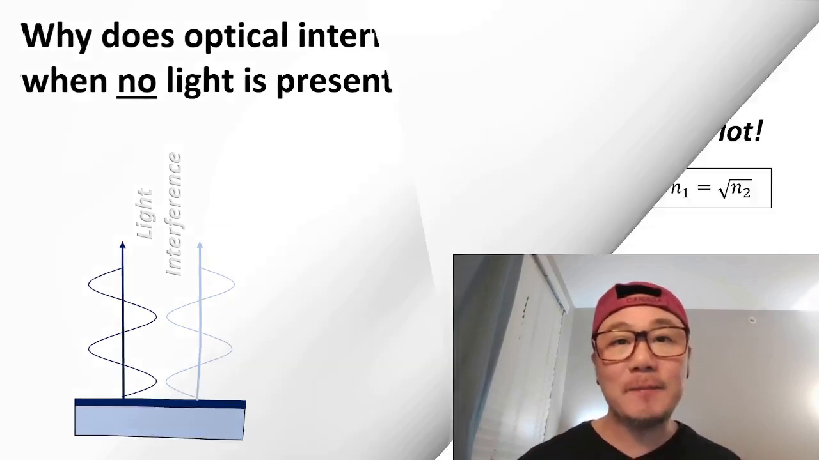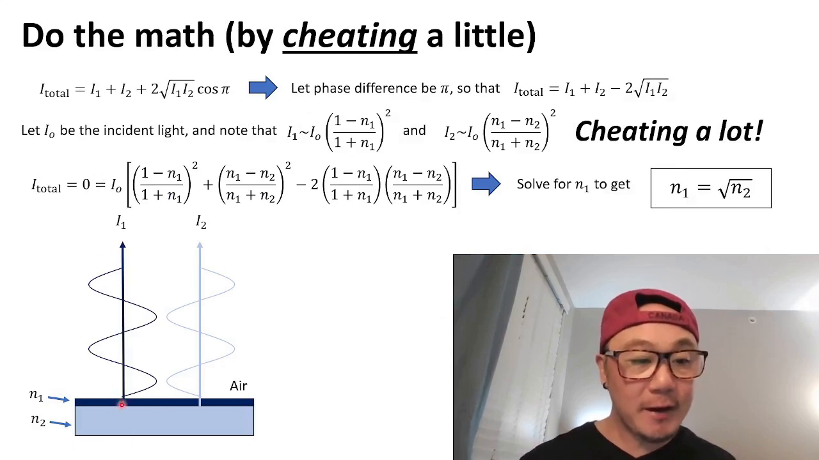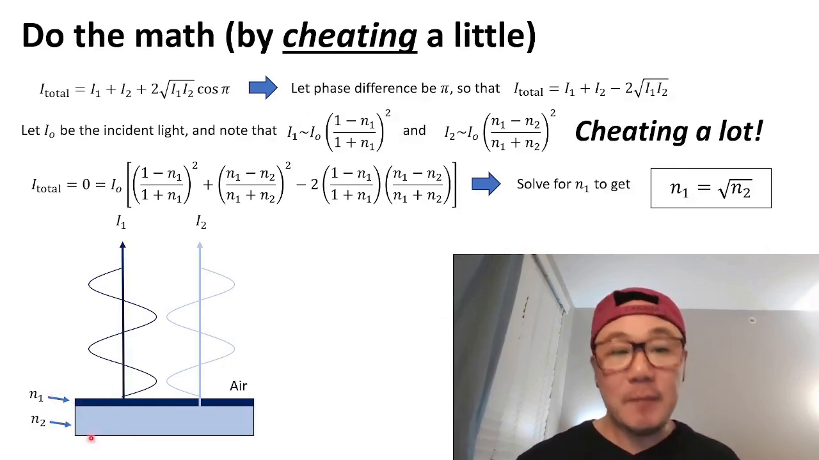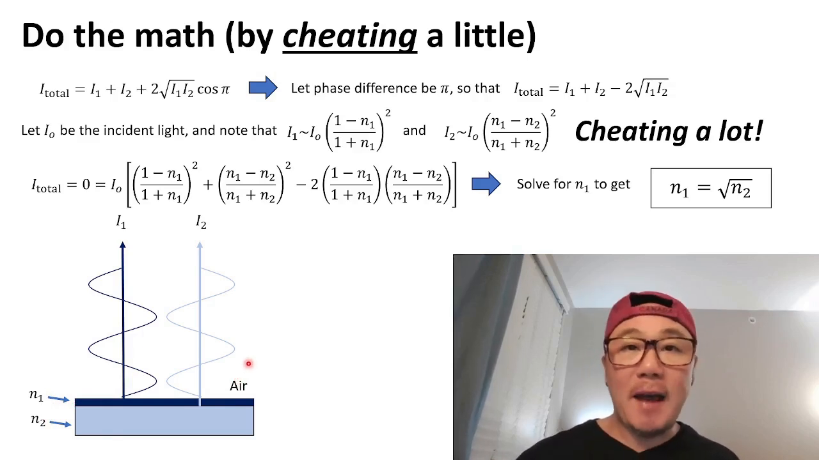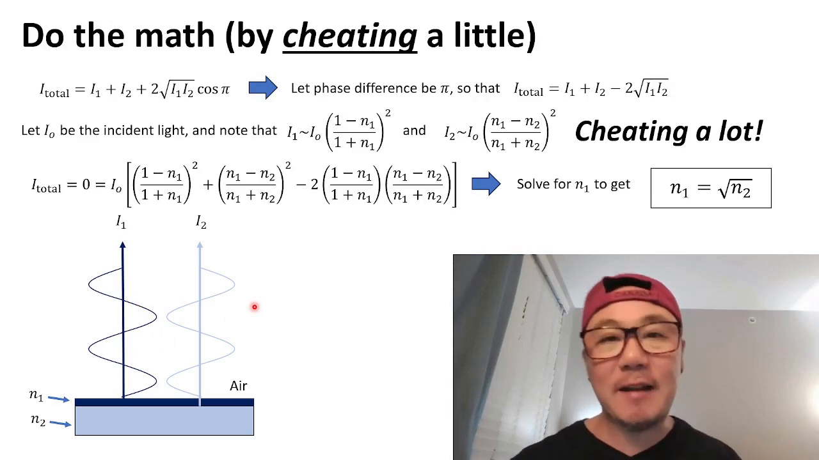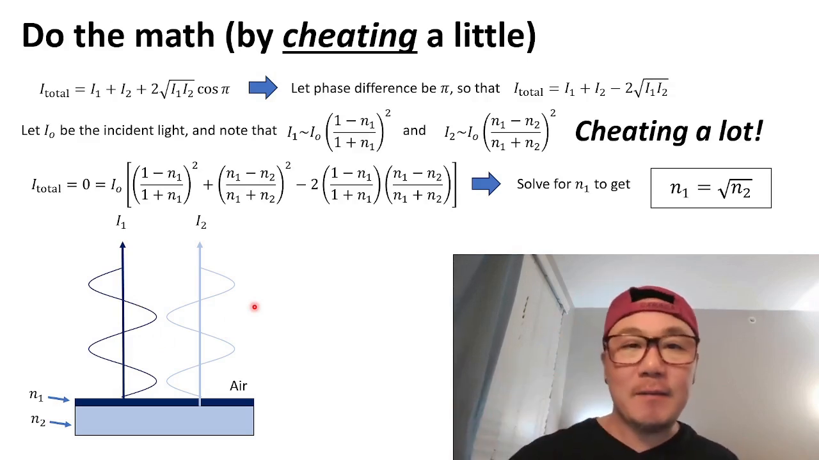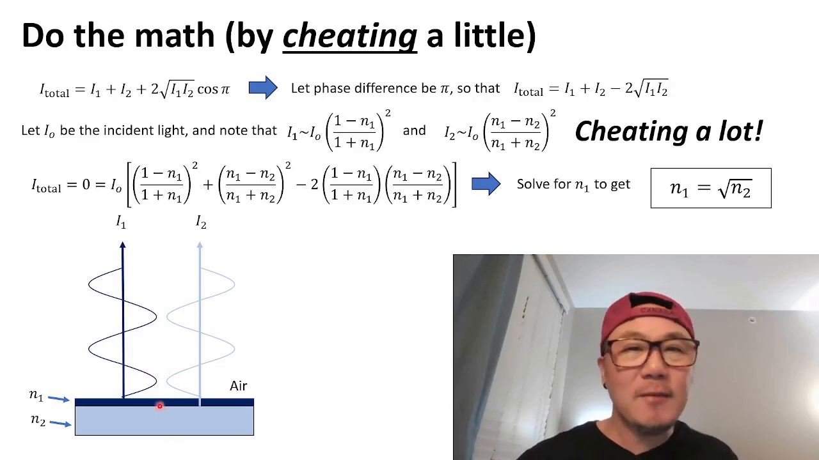Well, let's take an example. Let's say we've got an AR coating, anti-reflection coating. That's this material right here with index n1 sitting on glass with index n2. They're both inside air with index 1. We're going to do the math for interference by cheating a little bit. Actually, a lot, because I'm going to make the gross, disgusting assumption that there's no multiple reflections taking place in this interface. Actually, there is, but let's just assume there's none.